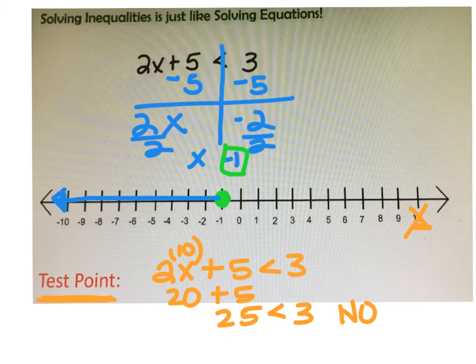Now, the other thing you need to make sure you check for is that the original symbol was just a less than symbol here. So this should be an open circle. It should not be filled in. All right, so we just solved an inequality. Now, the last thing that you need to do is write an inequality for this. So my line shows x, all the numbers smaller than negative 1. So there is my final solution.